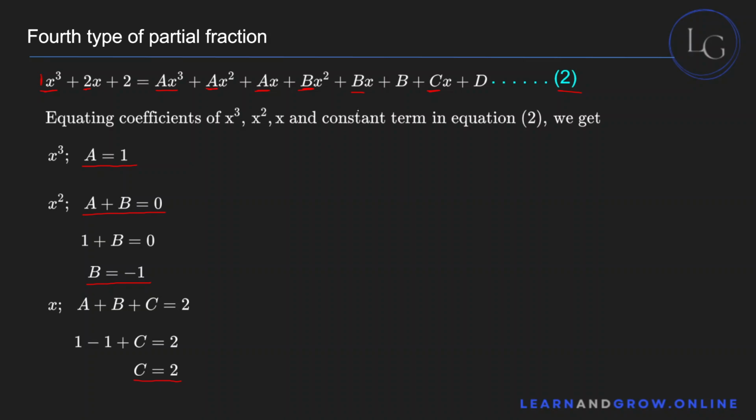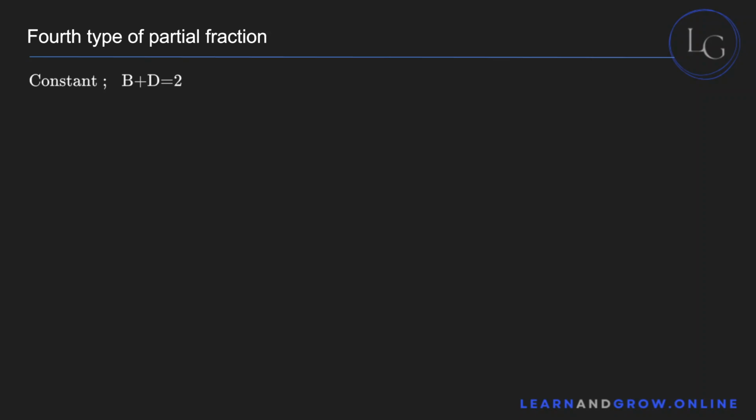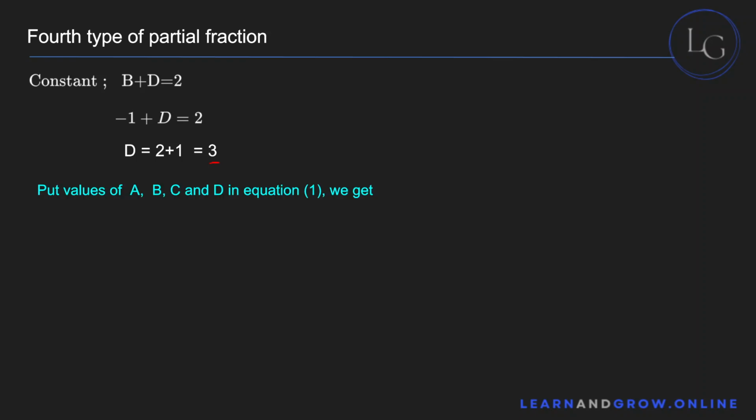And the constant on the left hand side is 2. The constant on the right hand side is, well, b plus d. So b plus d is equal to 2. And we already have the value of b from before. When we plug that in, you can see that the value of d is equal to 3. So we now have values of a, b, c, and d.